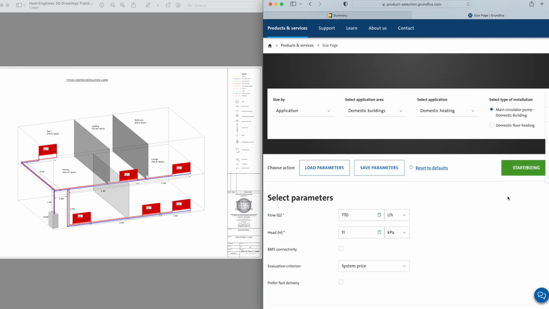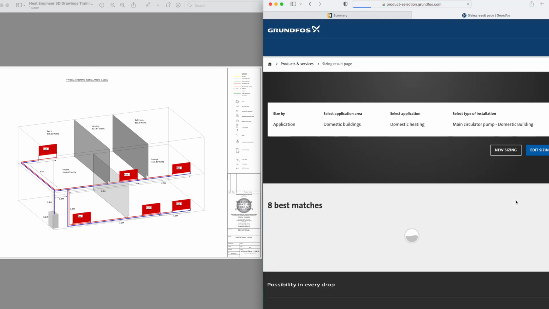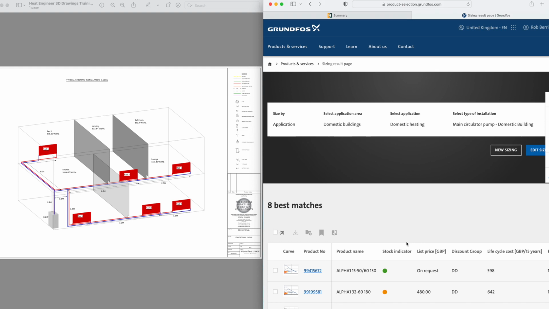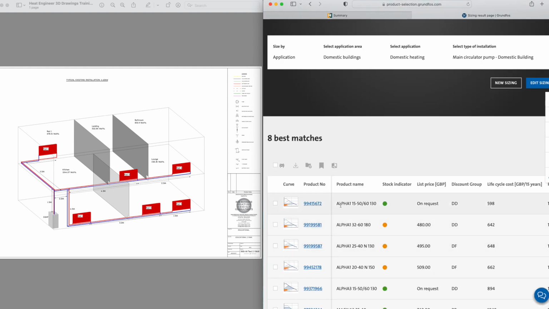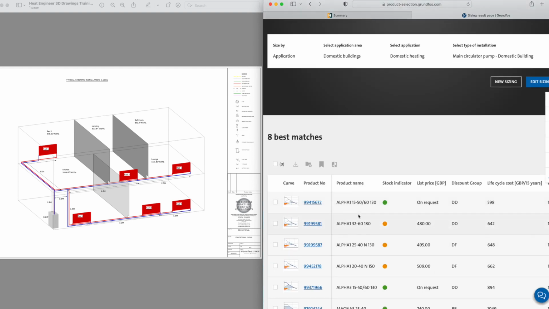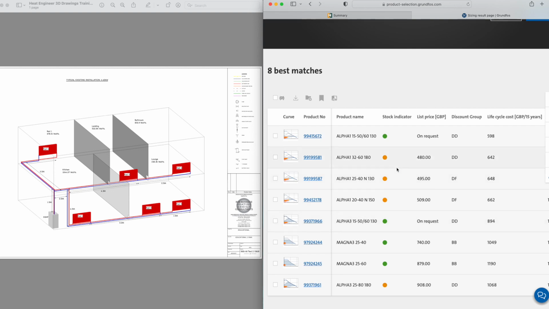So if we click Start Sizing, it should come up now with a list of 8 best matches. And there you go. So it's a standard Alpha 1 1550 pump. I'd be careful at the moment, because you can see these orange. I presume that means on this stock indicator that these might be harder to get hold of, I would think.